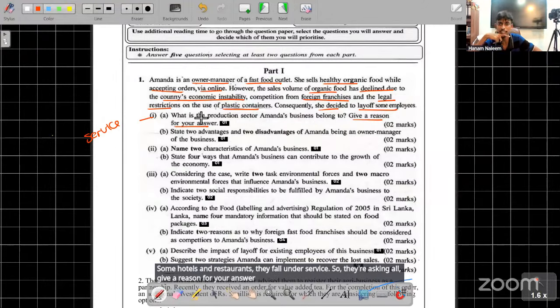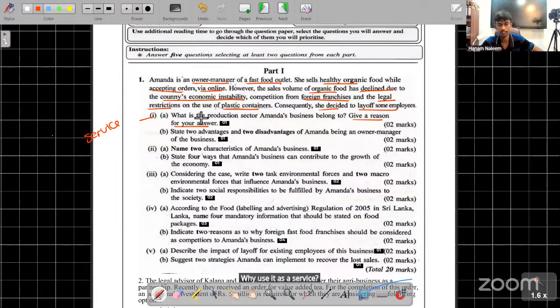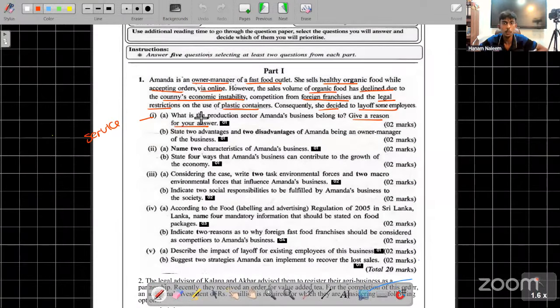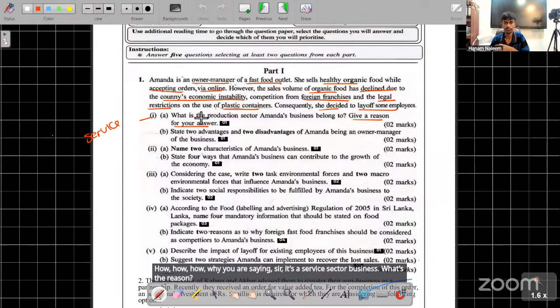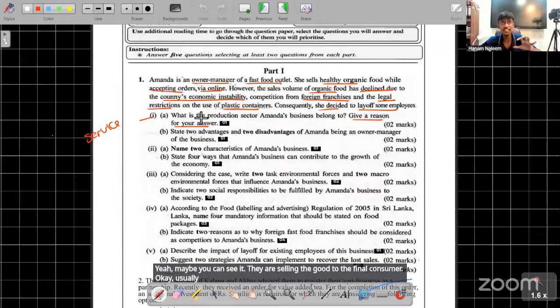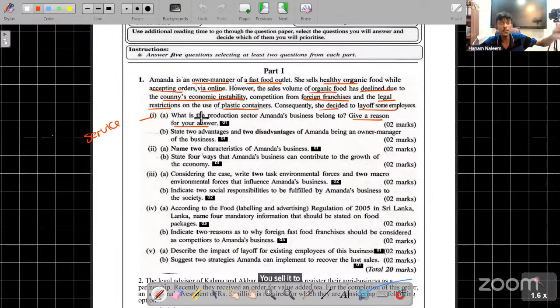So how can you prove it's a service? Why do you say it's a service? Why are you saying it's a service sector business? What's the reason? Maybe you can say they are selling the good to the final consumer. Usually, agriculture and industry don't sell to the final consumer. We convert the raw material into a finished good. That's the main purpose. But in a service business, you sell to a final consumer, and more importantly, you are providing an intangible product.